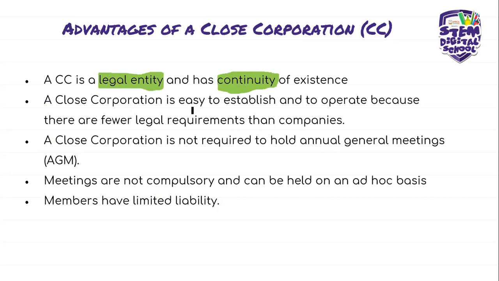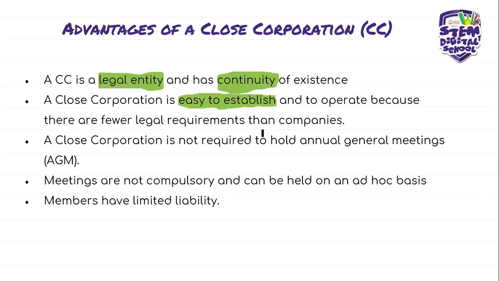A close corporation is easy to establish and operate because there are fewer legal requirements than companies. So basically here, it's easy to establish, same as your partnership, same as your sole proprietor. Whereas in a partnership, you must have your partnership agreement. Even here, there are just few legal requirements compared to companies, whereas companies have many legal requirements.